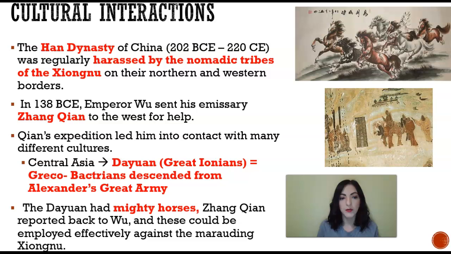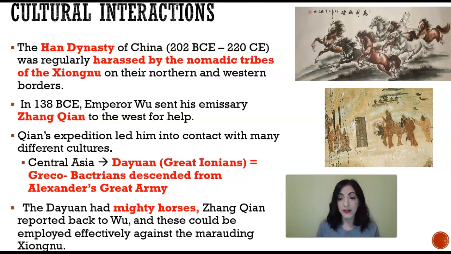These people were from Central Asia. They have sort of different names. So they're known as the Dayuan people, but they're also known as Great Ionians. Ionian, if it sounds familiar, it's actually Grecian in its origin. That is because the people that lived in this area are classified as Greco-Bactrians. Greco meaning Greek. They are descendants of the generals and the peoples and the blending and the cultures of Alexander's great army.